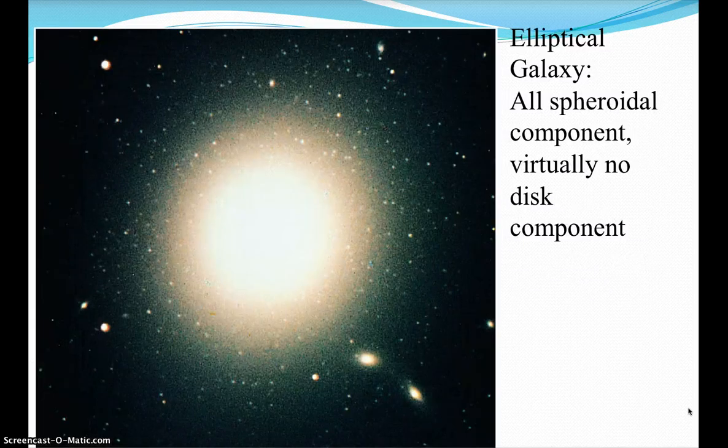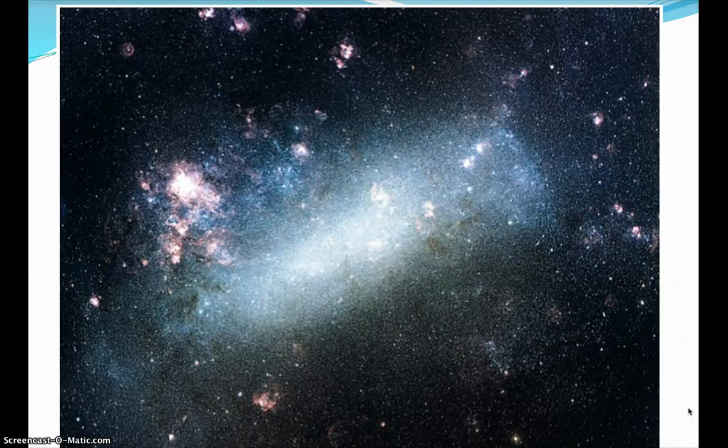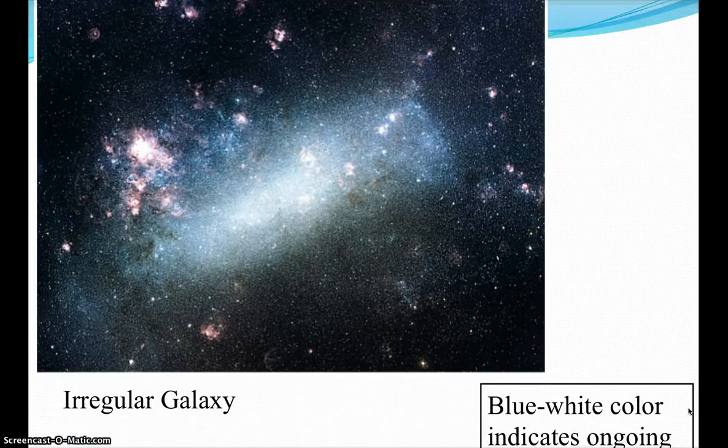An elliptical galaxy basically only has a spheroidal component and really no disk component. The color of the elliptical galaxy indicates that the stars that it contains are older. Irregular galaxies don't have any sort of specific shape and are characterized by the blue color, which shows us that star formation is going on.